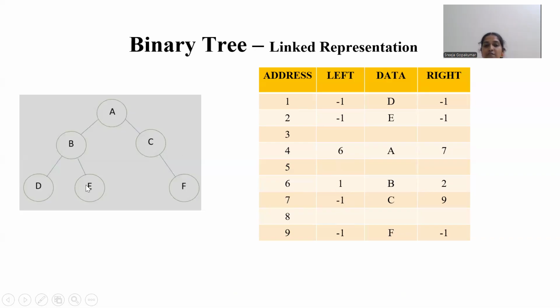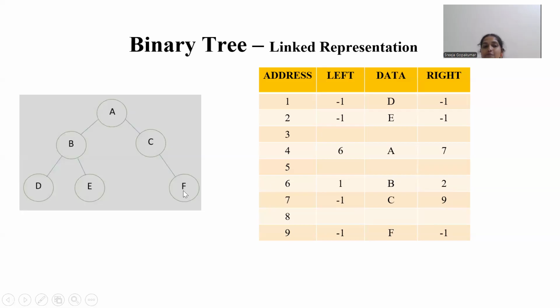To the right of B, we'll have the node E. E's address is 2, so to the right of B, we'll have the address 2. When coming to C, we do not have any left child, so C's left child will be marked as null value, that is -1. And C's right child is the node F. F is stored at address 9, so C will be holding the address 9.